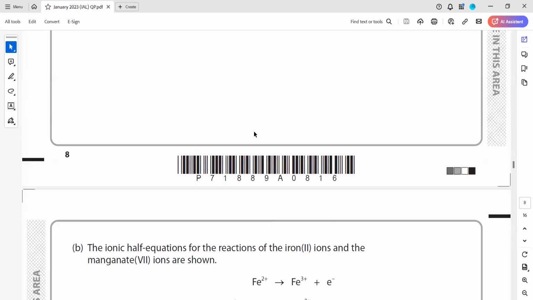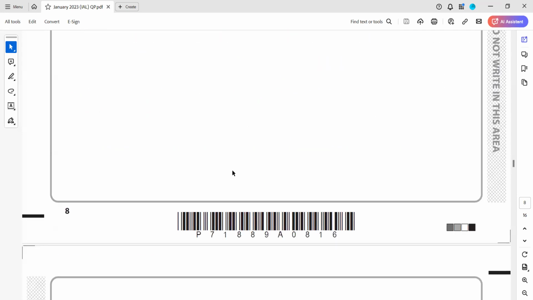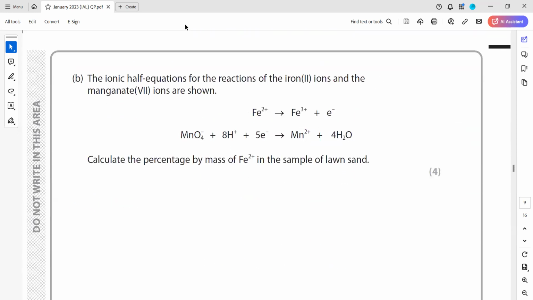So we have the titration, the mean titer is there. So we have the mean titer and we have the concentration. So first we'll find the moles of Mn plus 7. Then from this Mn plus 7, we'll work out the moles of iron 2. And these are the moles in 250 cm cube.